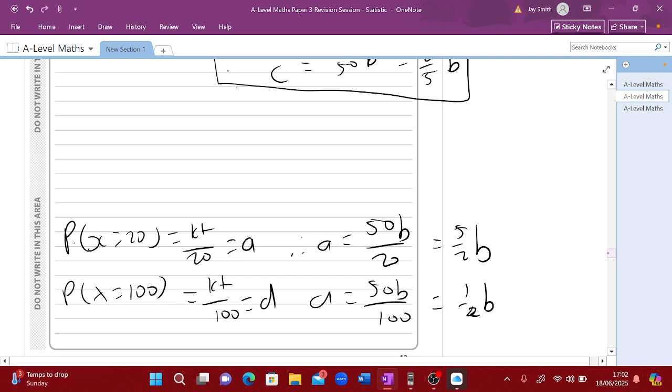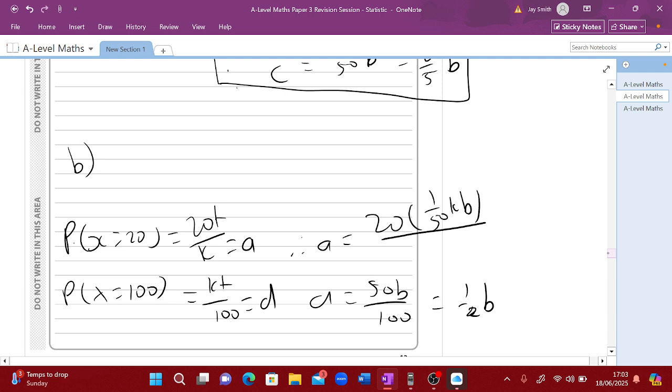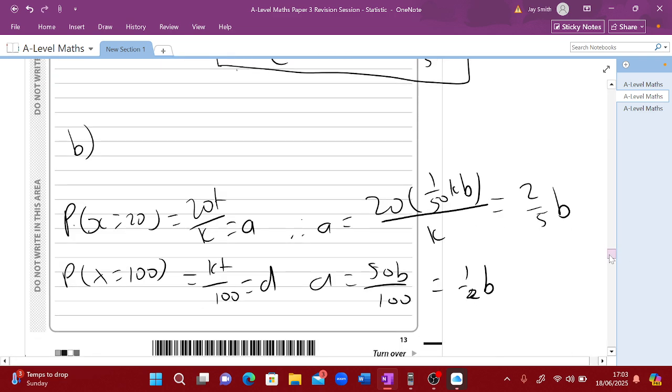Okay, now the approach is the same. So we've done that. So part B, is it now? I think it's part B, yeah. So again, probably x is 20. That's going to be tx. So that's going to be 20t over k, which is a. Therefore, a, we're going to substitute t in. So remember, t was 20 of 1 over 50 kb over k. So that's going to be 2/5 b. Okay, because 20 over 50 would go to 2/5. K will cancel, and you're left with b.